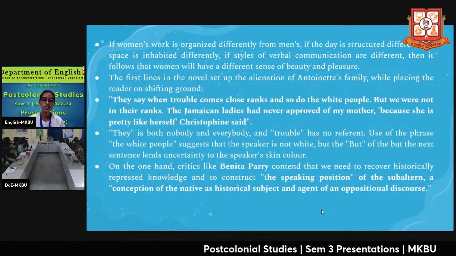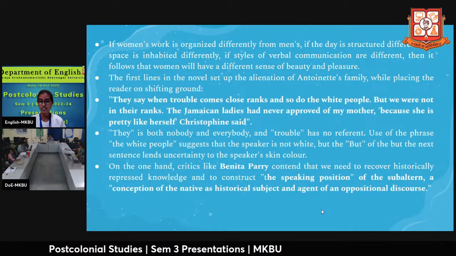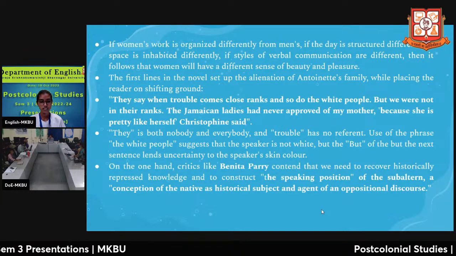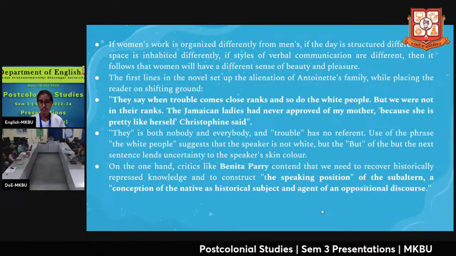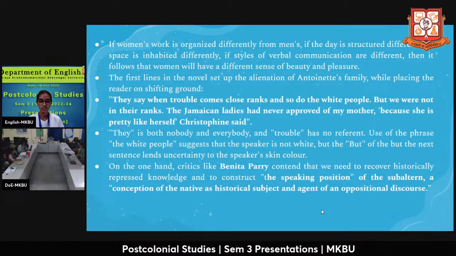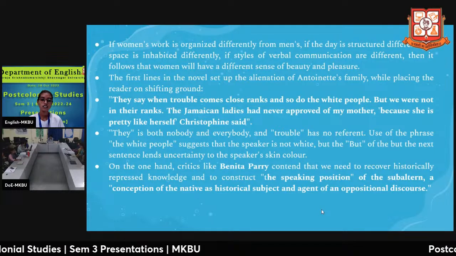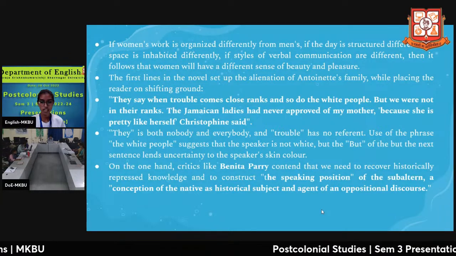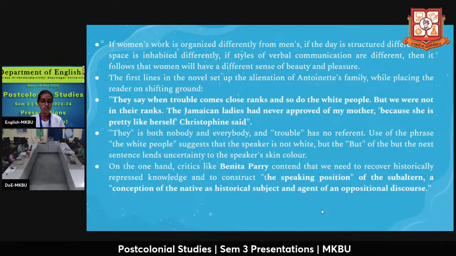If women's work is organized differently from men's, if the day is structured differently, if space is inhabited differently, if styles of verbal communication are different, then it follows that women will have a different sense of beauty and pleasure. The first line in the novel sets up the alienation of Antoinette's family, while placing the reader on shifting ground.